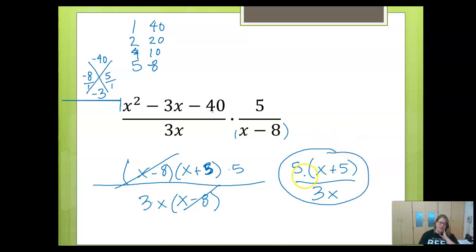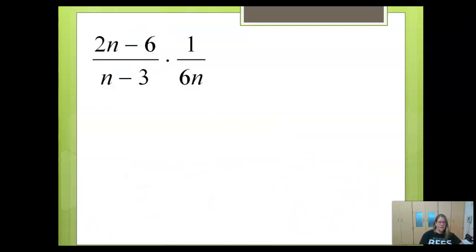And now I just need to think about my denominator before anything got canceled out and look at the values that x cannot be. So because of this one, I know x cannot be 0. And because of this one, I know x cannot be 8. Okay. I think we have one last example.